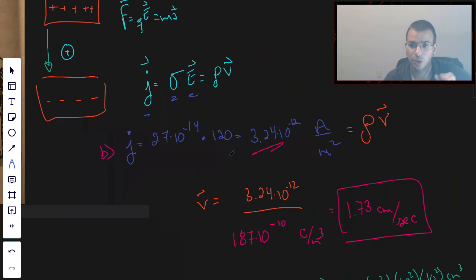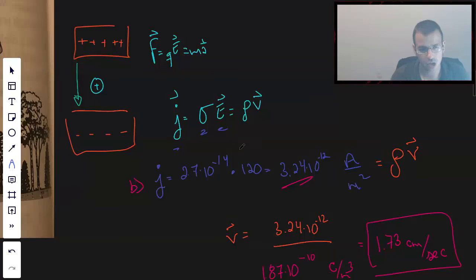So the key to this one is the idea of approximation. And the formula we're going to use for this approximation is this right here. Current density is conductivity times electric field, which is equal to the charge density times the drift speed.